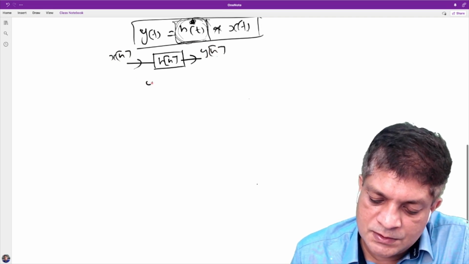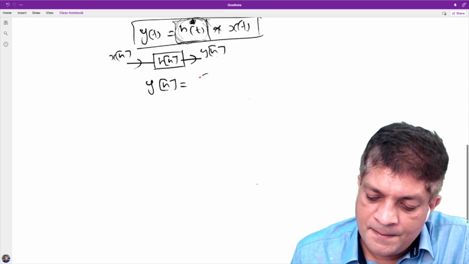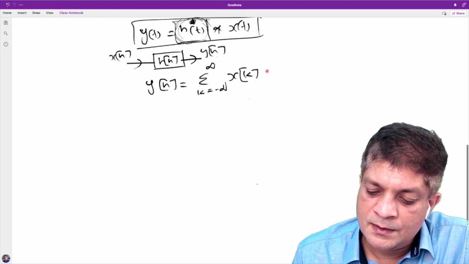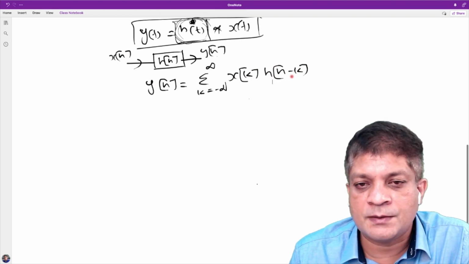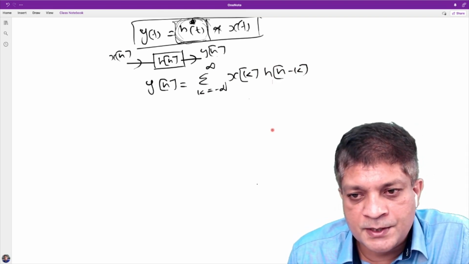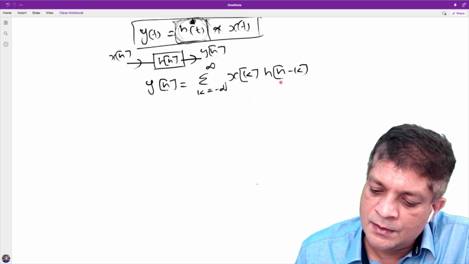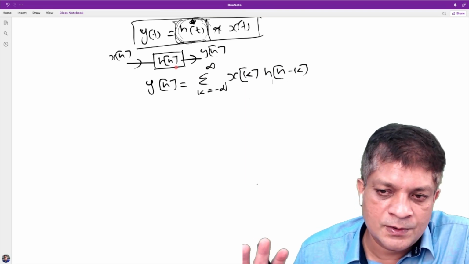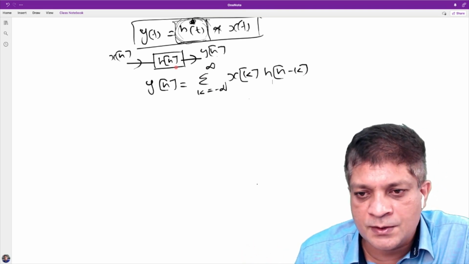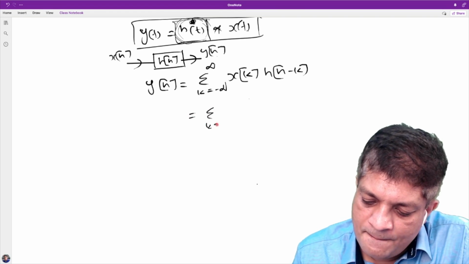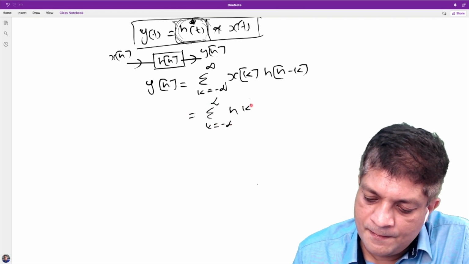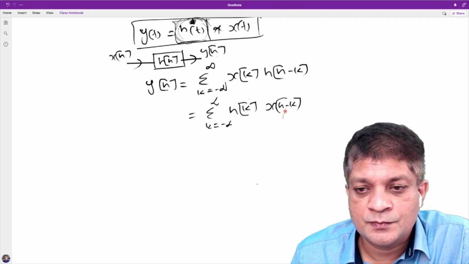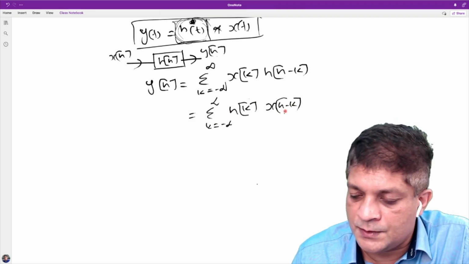Now what is the convolution summation? y[n] is the sum over k of x[k] h[n minus k]. That is the convolution summation. Now since the convolution operation is commutative, we can interchange, this is x[n] convolved with h[n]. Since the convolution operation is commutative, we can interchange that order. I'm using the commutative property of convolution.